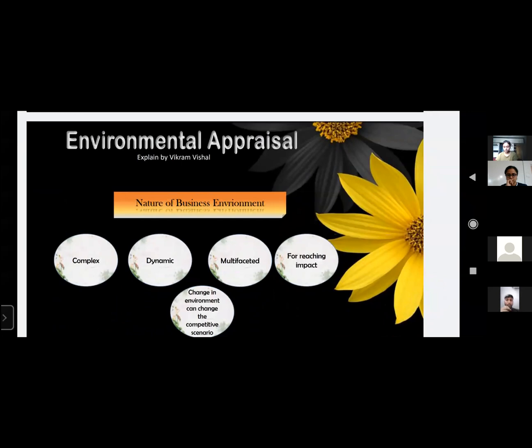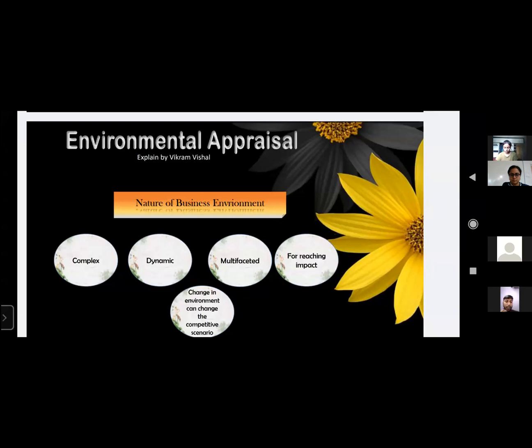Second, my topic is the nature of business environment. Business environment is complex, dynamic in nature, and multi-faceted in nature. First of all, I will explain that it is complex. The environment consists of factors, events, conditions, and influences arising from different sources, all of which interact with each other to create a new set of influences. Dynamic: the business environment is dynamic in nature, varying and changing constantly.